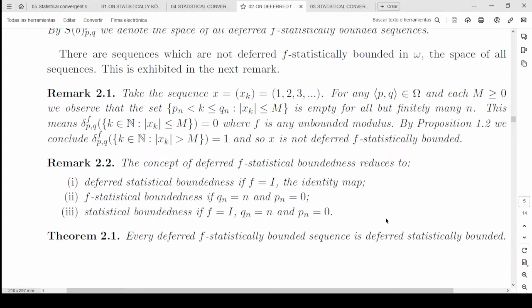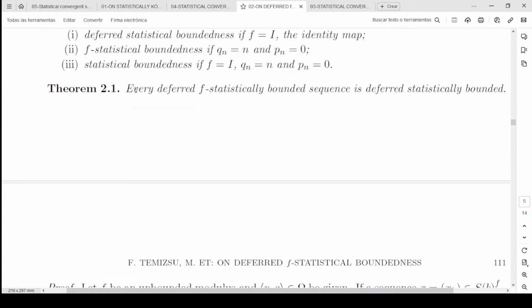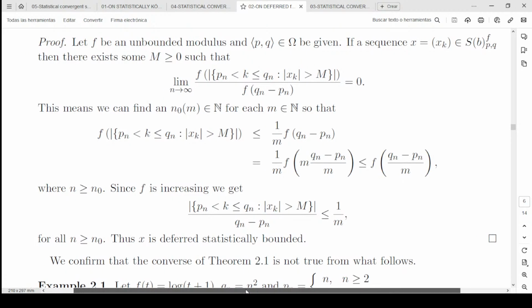With some selecting of particular cases of modulus function or deferred sequences, we see that the concept of deferred statistical boundedness extends the concepts of deferred statistical boundedness, statistical boundedness, and statistical boundedness. Here we give an equivalent result to that of Aispur and others gave in 2014. We say that every deferred statistically bounded sequence is deferred statistically bounded with the same technique.